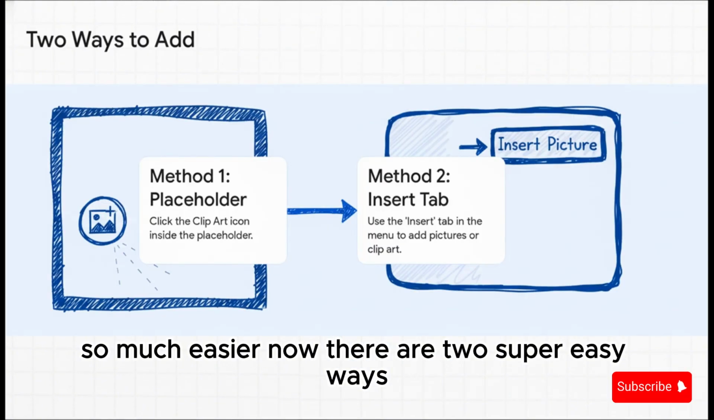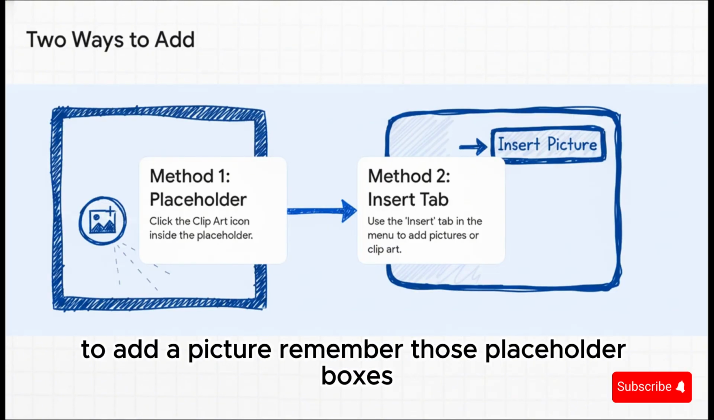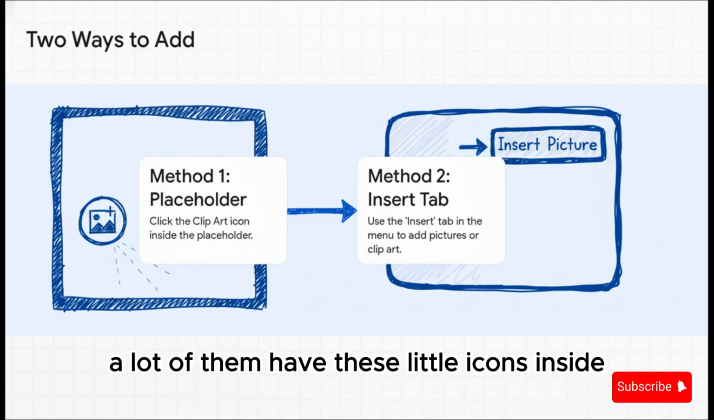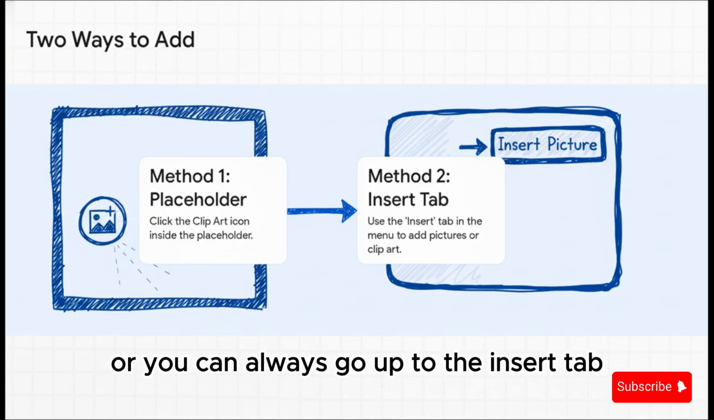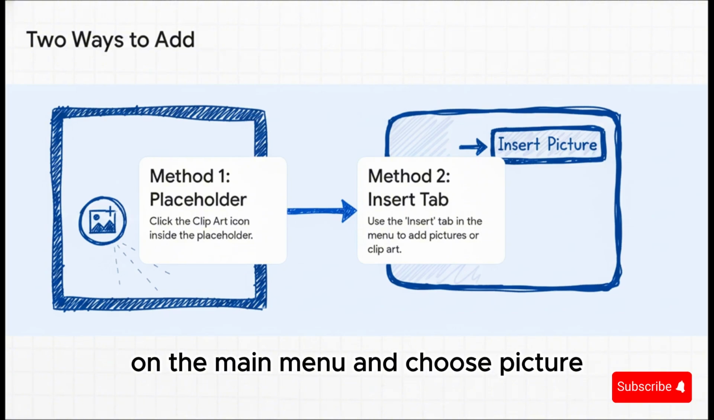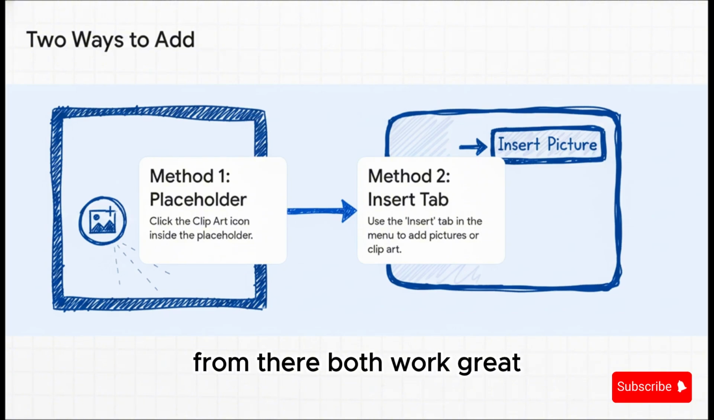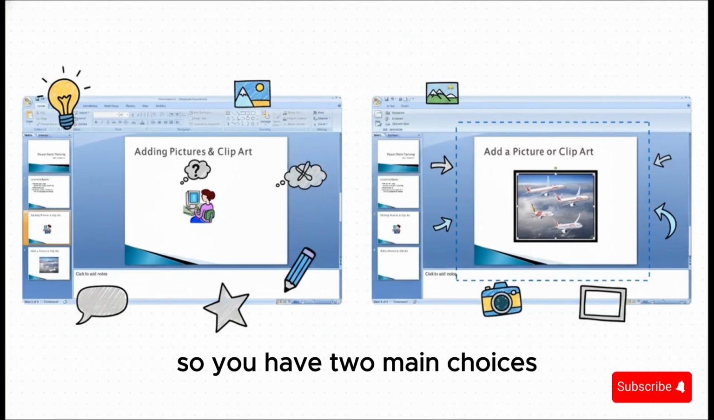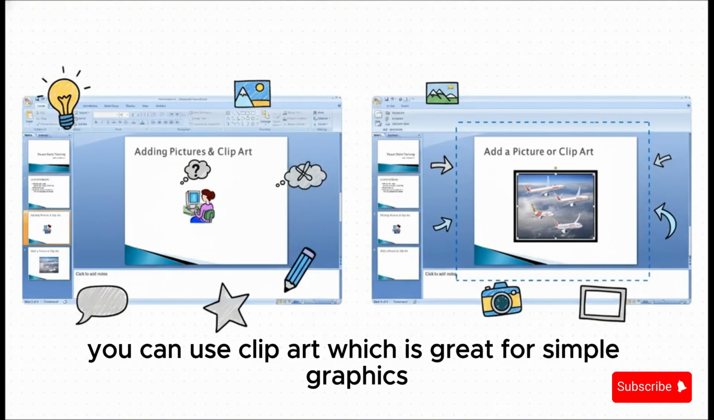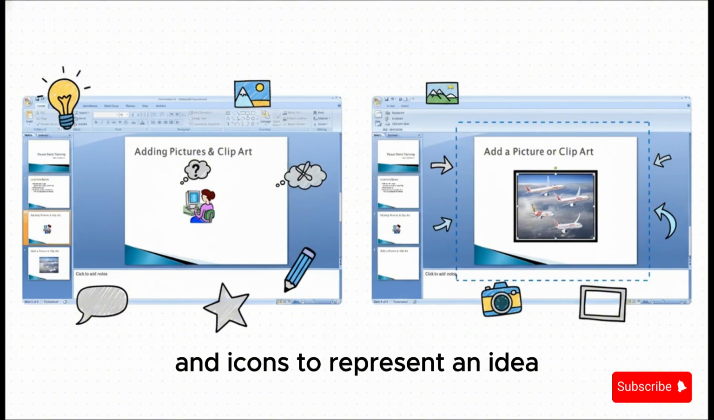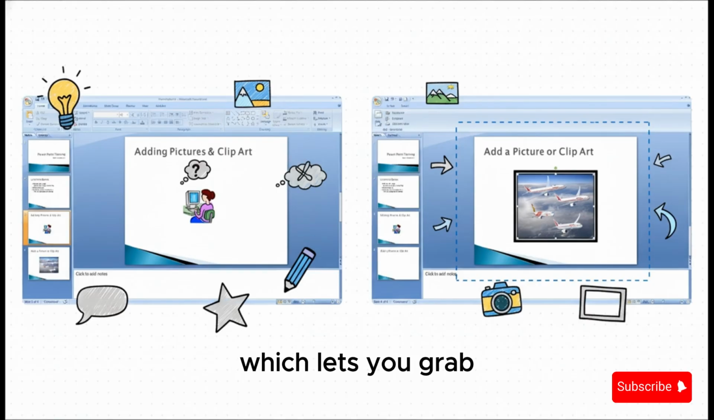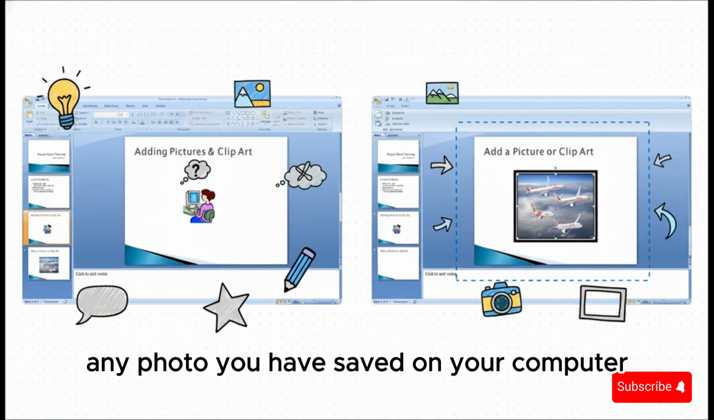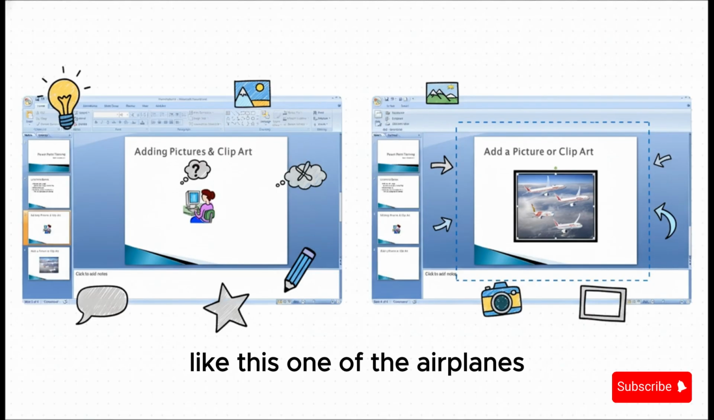Now, there are 2 super easy ways to add a picture. Remember those placeholder boxes? A lot of them have these little icons inside. Just click the picture icon. Or you can always go up to the Insert tab on the main menu and choose Picture from there. Both work great. So you have 2 main choices. You can use clip art, which is great for simple graphics and icons to represent an idea, or you can choose picture, which lets you grab any photo you have saved on your computer, like this one of the airplanes.